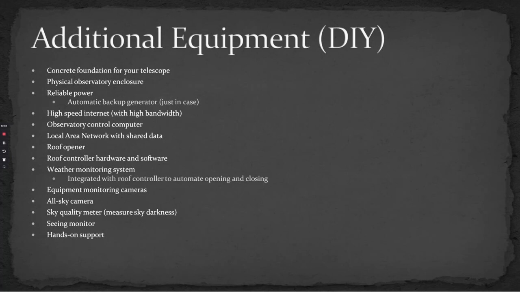And then very likely that roof control system is going to be integrated with a weather monitoring system so that the roof controller knows what the weather is and it can automatically close the roof if clouds come in or if the wind kicks up or if the humidity goes up, so that you have that safety of the roof automatically closing.